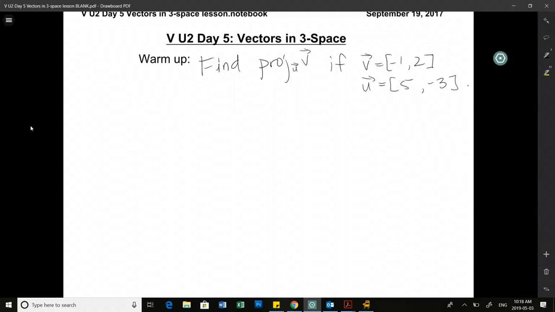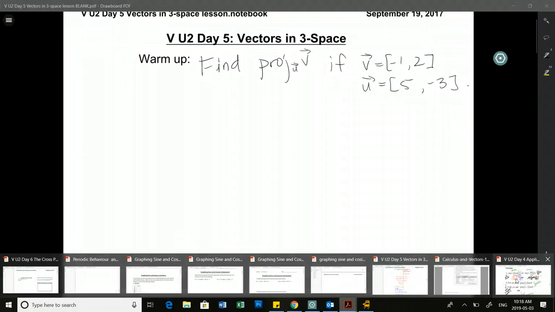Okay, so we're doing the warm-up using our information from yesterday. We want to find the projection of V onto U, and we're given the Cartesian vectors in 2 space, V and U. So if we look back at our formulas from yesterday, I'll just pull that up.